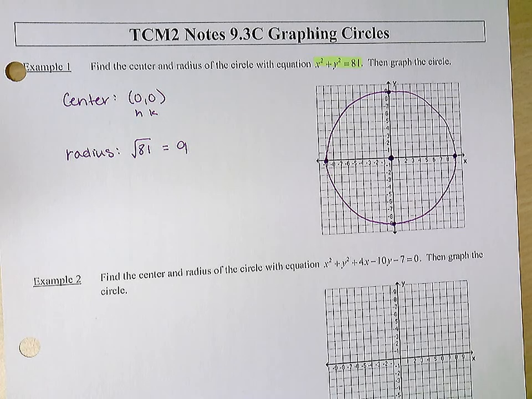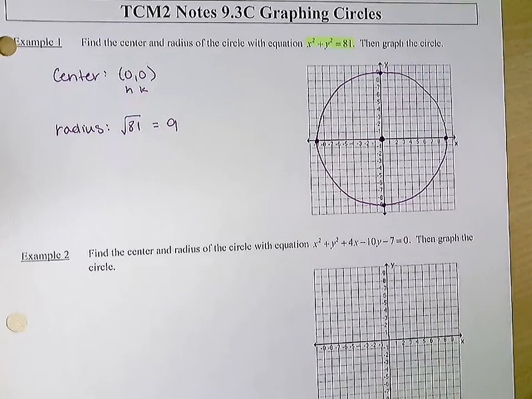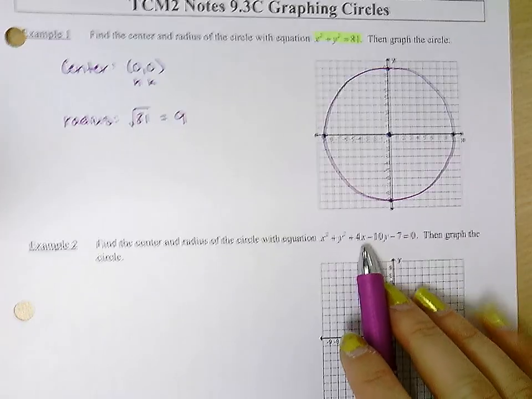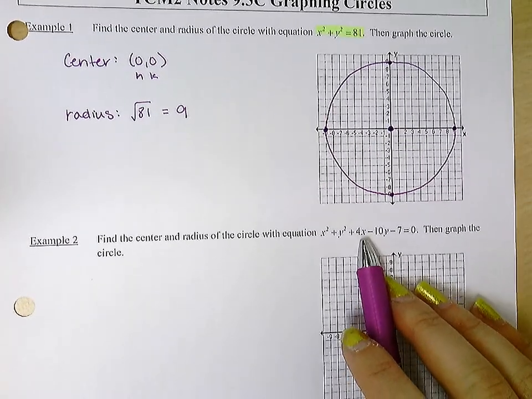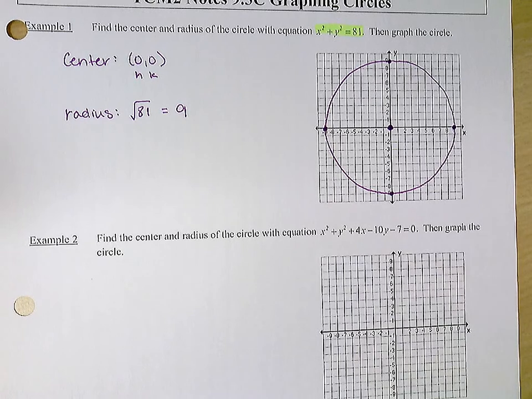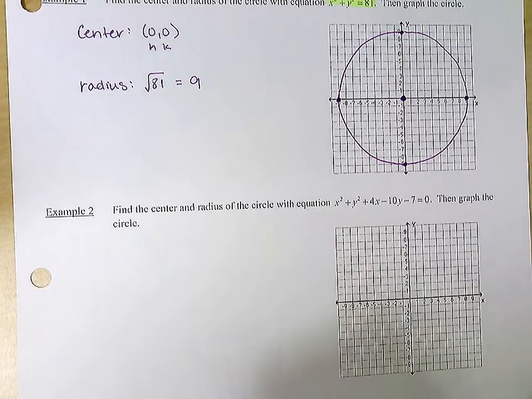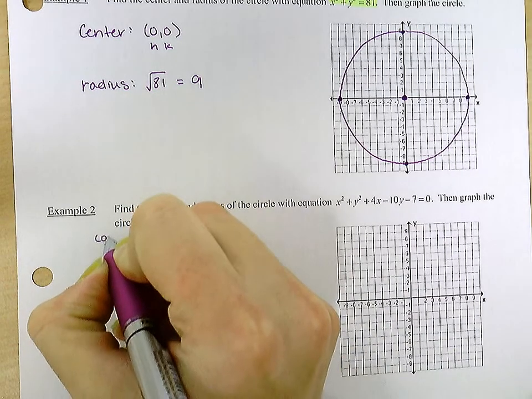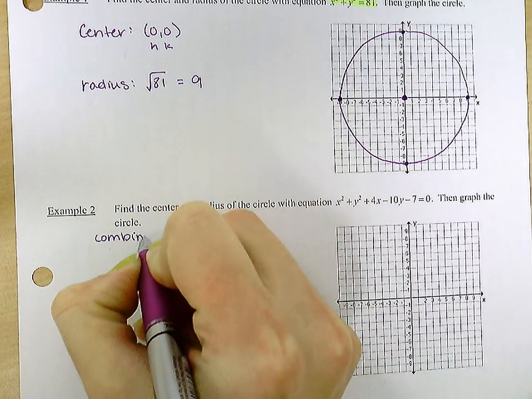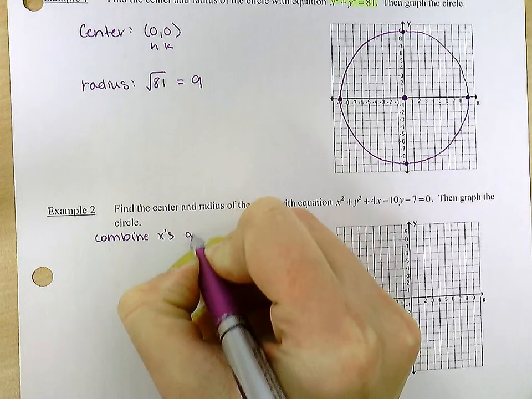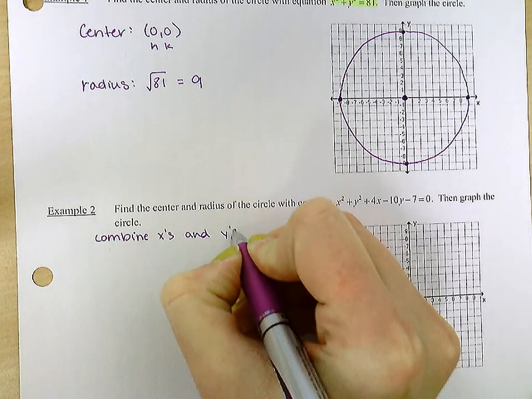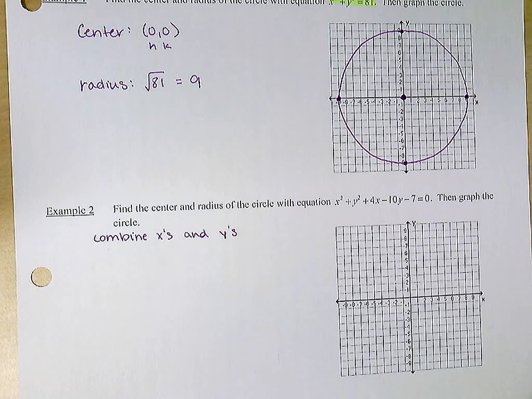Okay, so in example 2, we want to put that equation into standard form. Okay, to do that, just like with parabolas, we have to complete the square. But we have to do this with both our x's and our y's. Okay, so first thing I want to do is combine x's and y's. So you want to group your x's together and group your y's together.